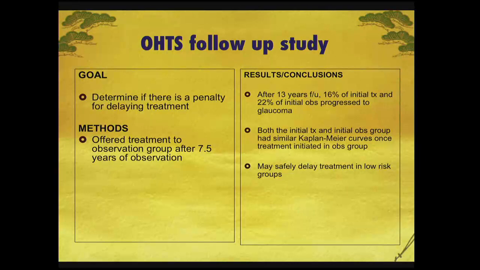Both the patients who were initially treated and the ones who were initially observed had similar Kaplan-Meier curves once treatment was initiated in the observation group. So the conclusion from the study is that it's safe to delay treatment in the low risk ocular hypertensives, because they may suffer a little bit of damage, but if you catch it early, you really will stabilize it. The patients who are high risk should probably be started right away, not told, well, we can just wait until we see a change.